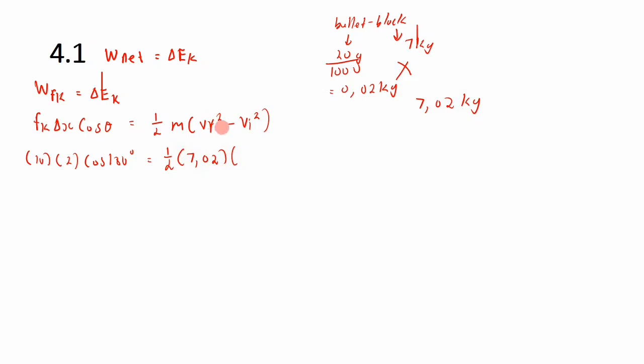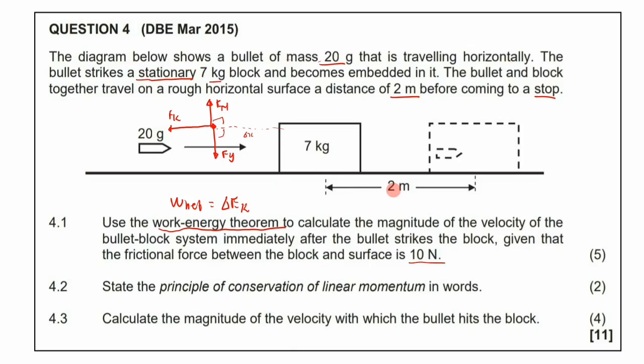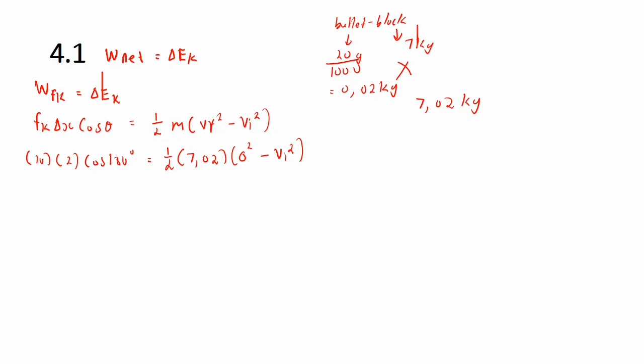Then what is our Vf finally? Remember, they said after the bullet is embedded in the block, the bullet block system moves until it comes to a stop. So until it comes to a stop, the word stop means the final velocity will be 0. Now the Vi is what we are looking for, as we were told here to calculate the magnitude of the velocity of the bullet block system immediately after the bullet strikes the block.